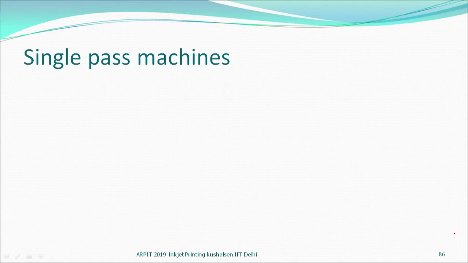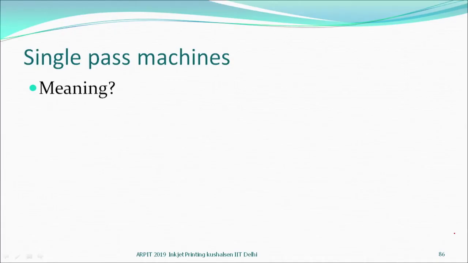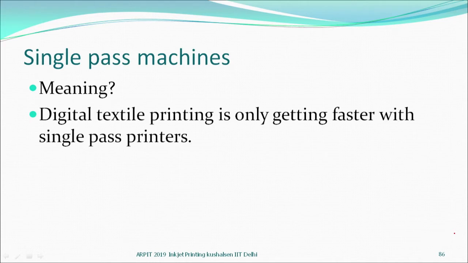These days new systems are coming which are called single pass machines. Single pass machine means that the fabric and the head only pass one time, and the same area is not exposed the second time, right. So, this is what it means. Single pass, the same area is exposed only once to that print head.